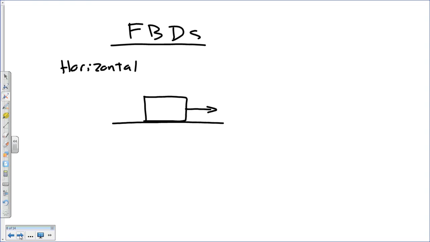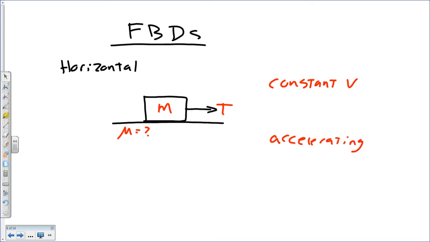Okay, free body diagrams. The horizontal free body diagram, most straightforward. You got a box on a flat surface and the tension is going to the side horizontally. There's no angle. There's a tension, there's usually friction, and of course we can't do any of these without a mass. Those are some of the things you'll know about these or maybe you're looking for. Now there are two types of horizontal free body diagrams. There's a constant velocity and there's an acceleration.